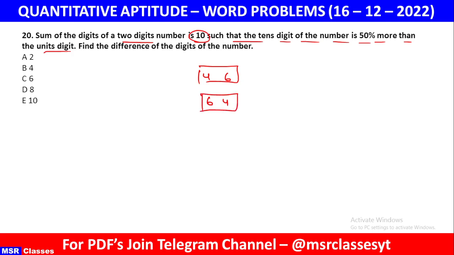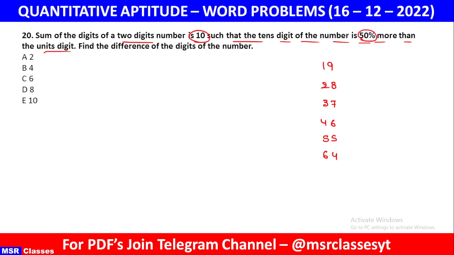Among the remaining numbers: 28, okay, yes, 19, 28, next 37, 46, 55, 64, done. Tenth digit is 50% more, in a 2:1 ratio, which is 64. Find the difference between the digits. Difference is 2. Option A is the final answer for this question.